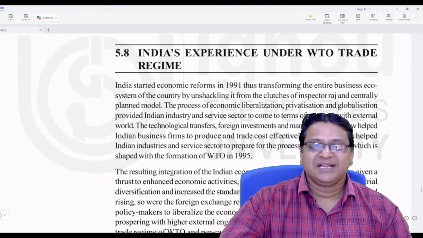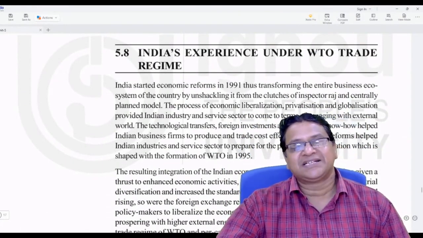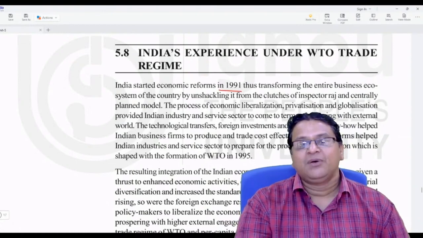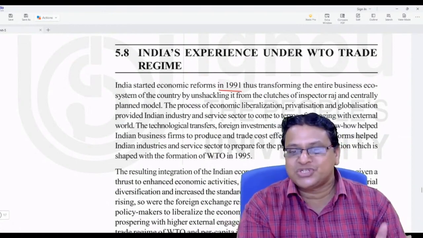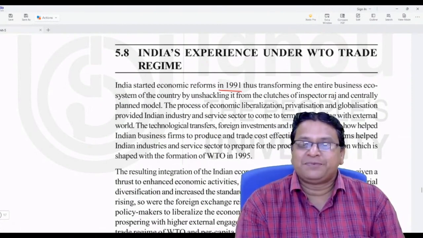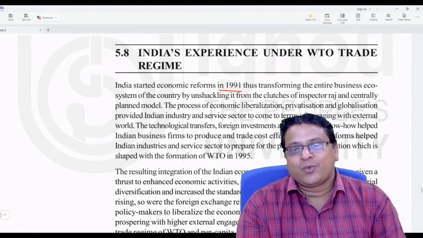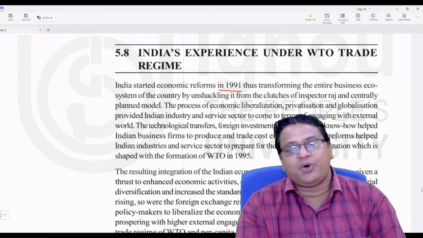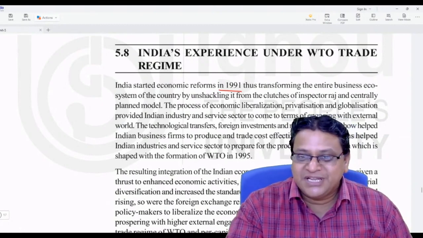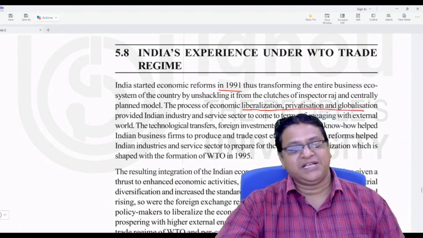Next, we will discuss India's experience under WTO. We have discussed that India started its economic reform in 1991, and from 1991 we have transformed ourselves from a closed economy to an open economy. We have stopped the inspector raj, we have stopped the centrally planned model, we have adopted the cooperative federalism model, and in 1991 we adopted the new economic policy which focuses on LPG: liberalization, privatization, and globalization.